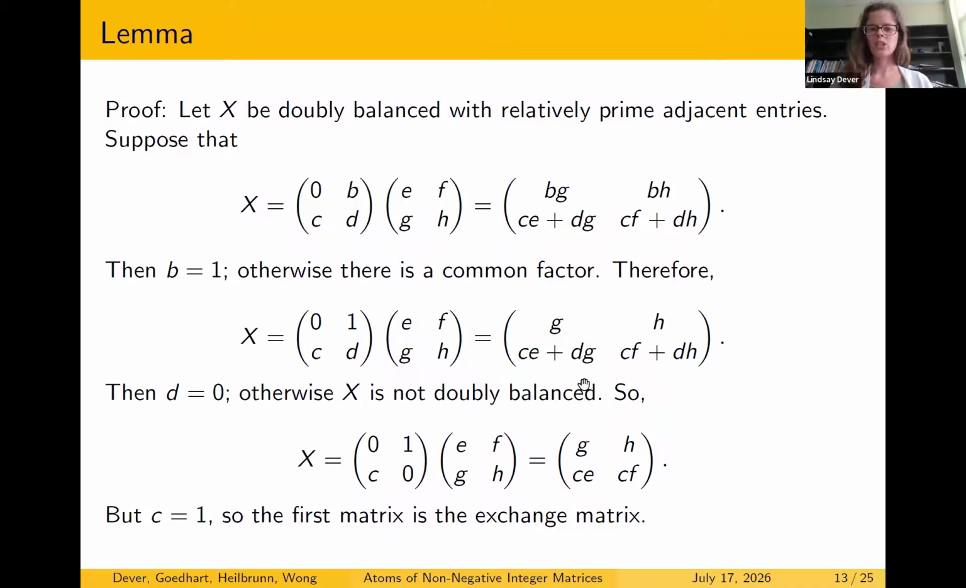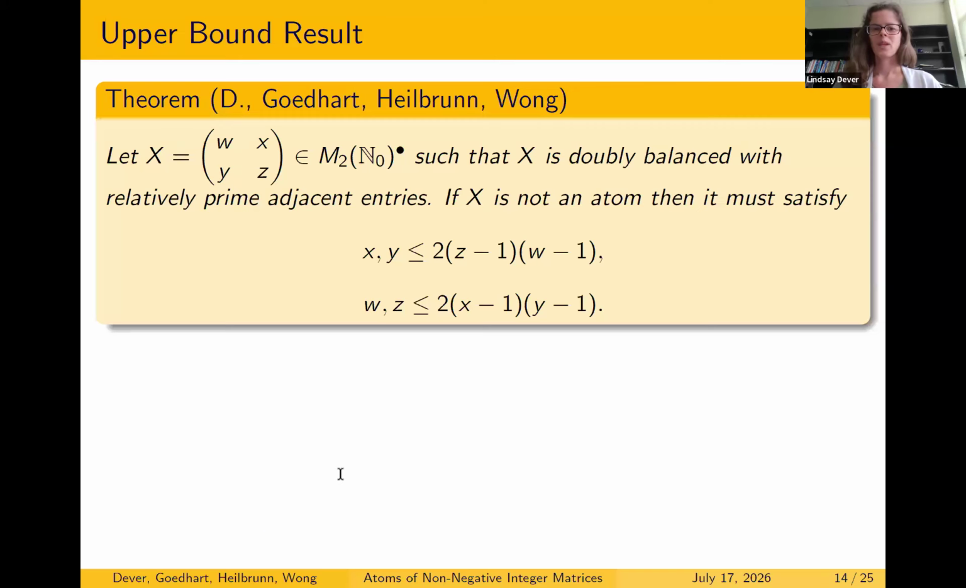So we plug in 0 for D, multiply them together, but now we have a common factor of C. So these now share a common factor, so C has to be 1. Essentially, you're getting that the first matrix is the exchange matrix. And you can similarly plug in zeros anywhere else, and you'll get either the identity or the exchange matrix. Okay, so that was one of the ingredients in our upper bounds.